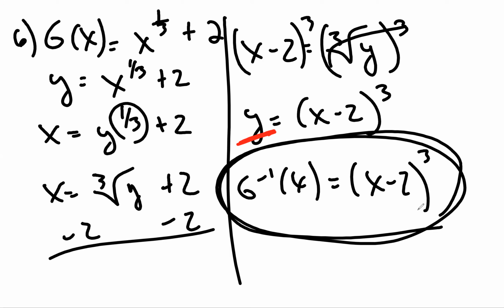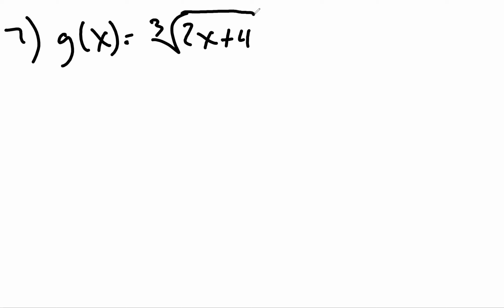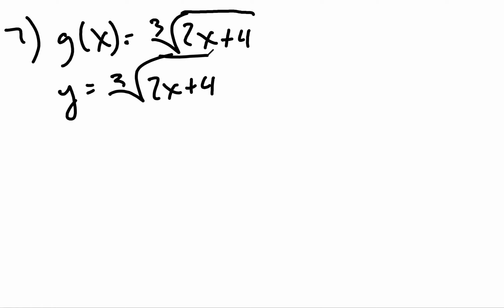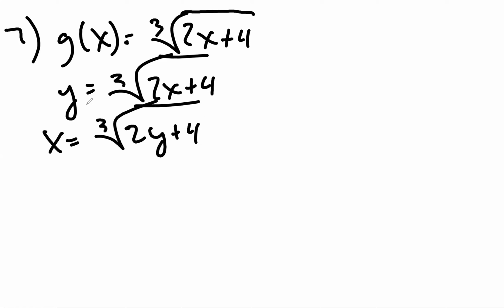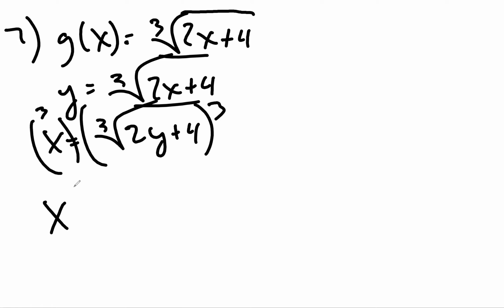Okay, number 7. We're going to start out with g of x equals the cube root of 2x plus 4. And you have to make sure that that cube root is extending all the way through that problem. So I will rewrite this as y equals the cube root of 2x plus 4. And then, of course, I will switch the x and the y location. And then in order for me to get rid of the cube root, I'm going to have to raise it to the third. So raise this to the third. It's going to give me x to the third equals 2y plus 4.